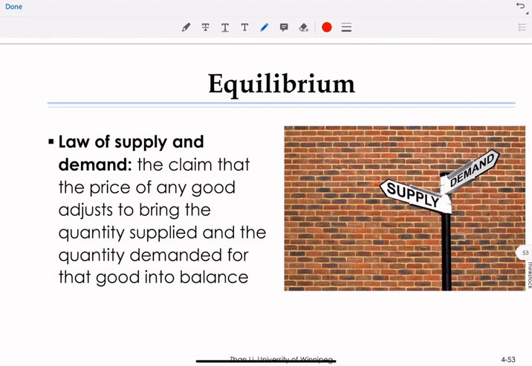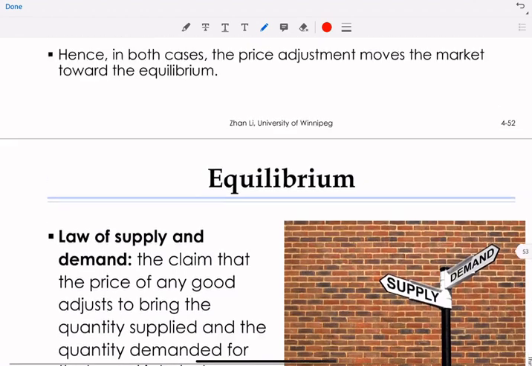Okay, now let's talk about the law of supply and demand. It is a claim that the price of any good will adjust to bring the quantity supplied and the quantity demanded for that good into balance. We basically have talked about this, right?